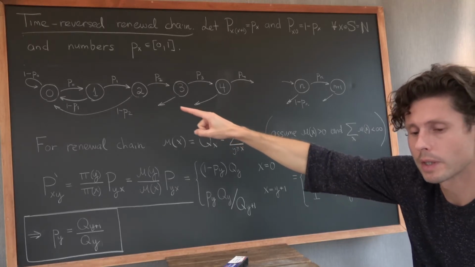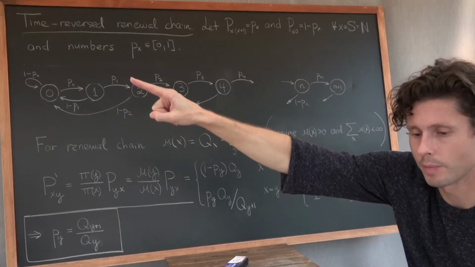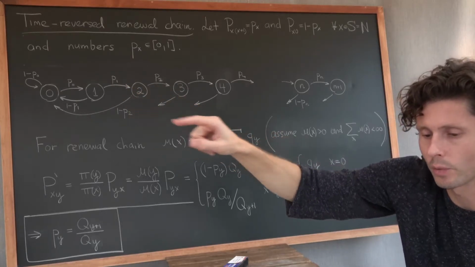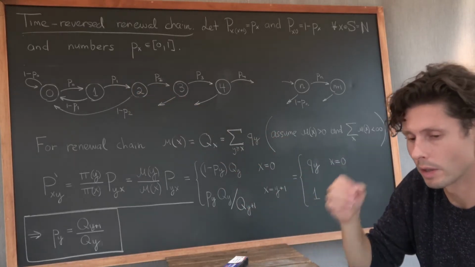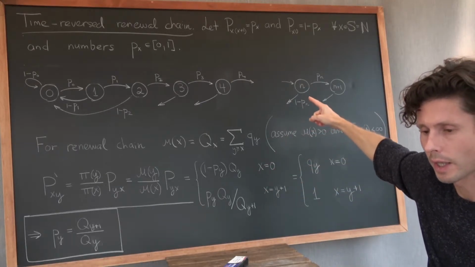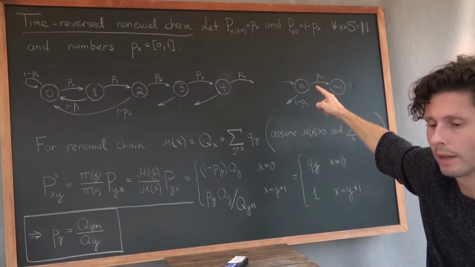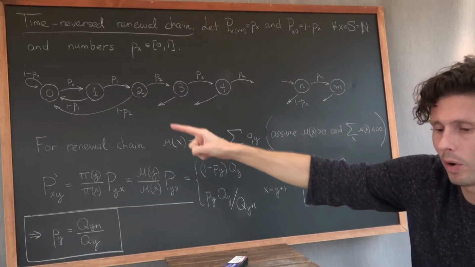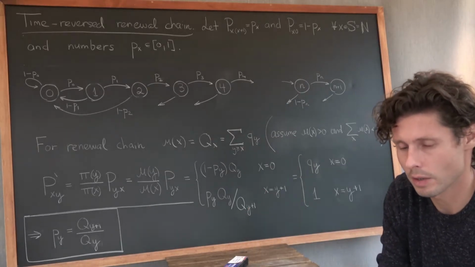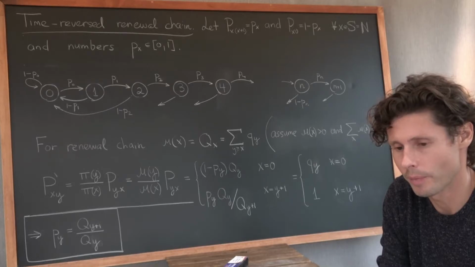Then I repeat the same thing at state 1, but now my probability of getting heads is p1 and tails is 1 minus p1, and so I go back to 0 with 1 minus p1. This generalizes to the state n, where the coin flip landing on heads has probability pn, and with 1 minus pn, I go all the way back to 0. So that's a pretty reasonable guess for what the time reversed renewal chain should look like.